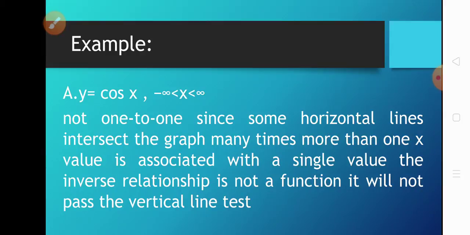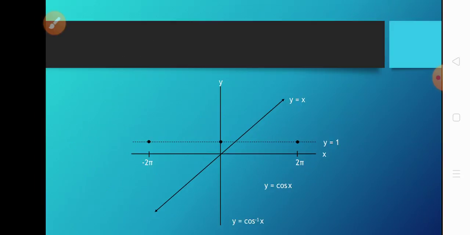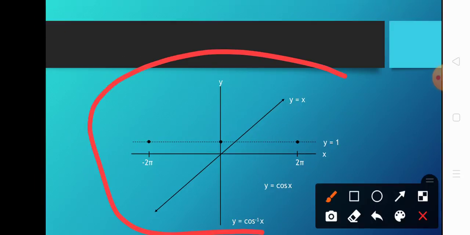Example, y equals cos x, where negative infinity is less than x is less than infinity, is not one-to-one since some horizontal lines intersect the graph many times. More than one x value is associated with a single y value. The inverse relationship is not a function. It will not pass the vertical line test. So this is the vertical line test of the first example.